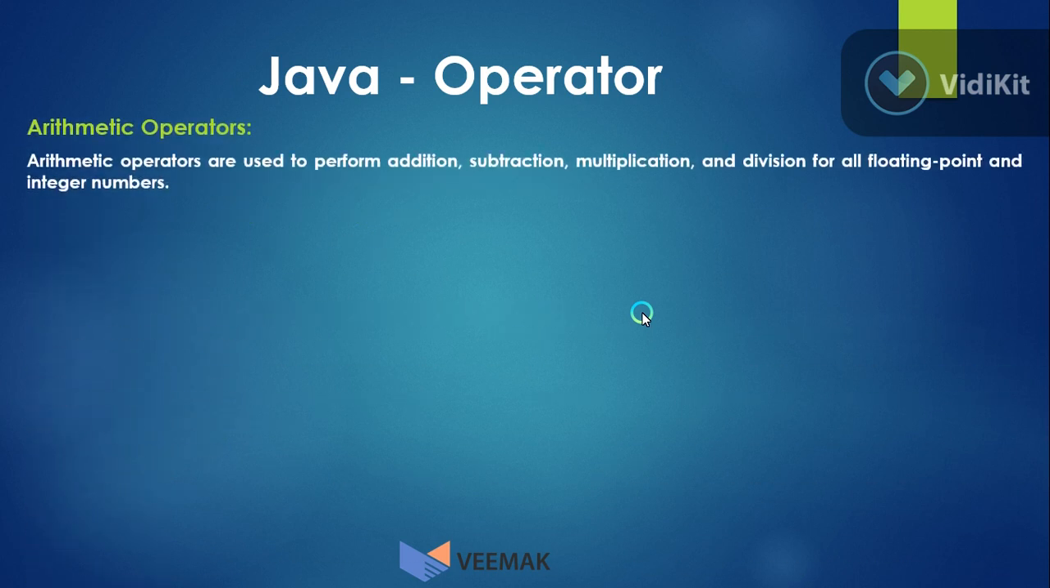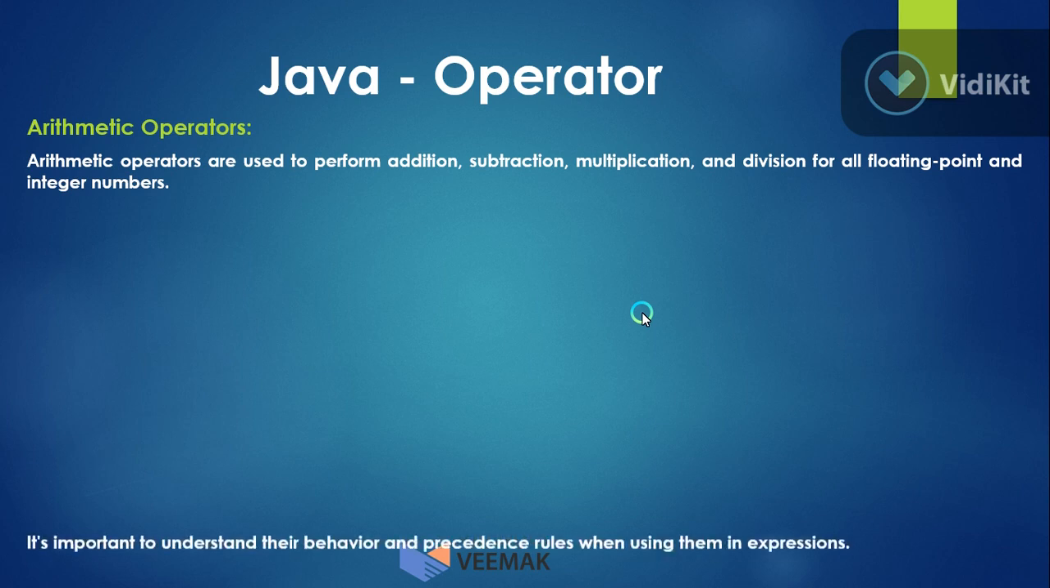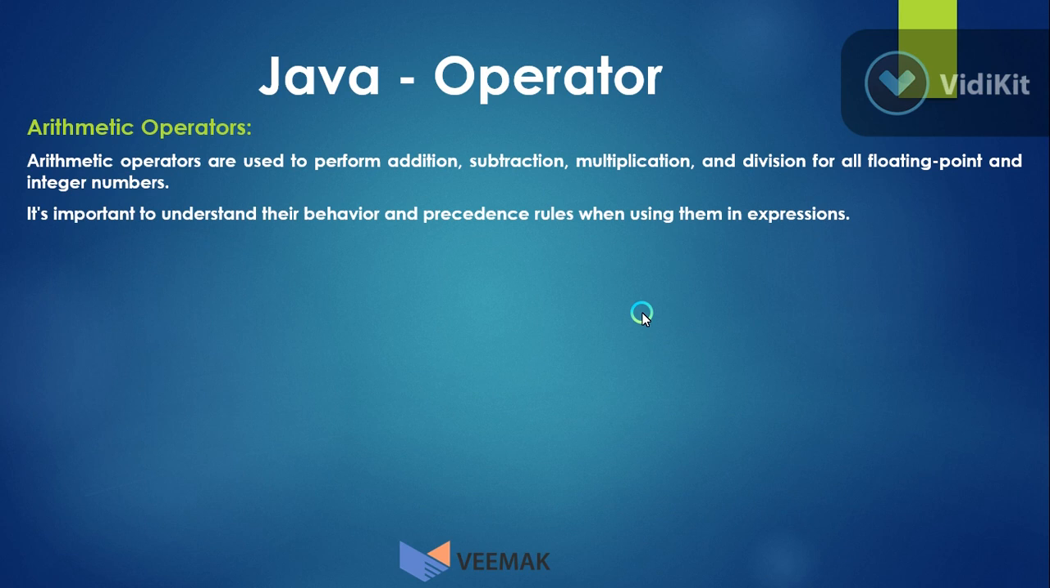What is arithmetic operator? Arithmetic operators are used to perform addition, subtraction, multiplication and division for all floating and integer numbers. It's important to understand their behavior and precedence rules when using them in expressions.